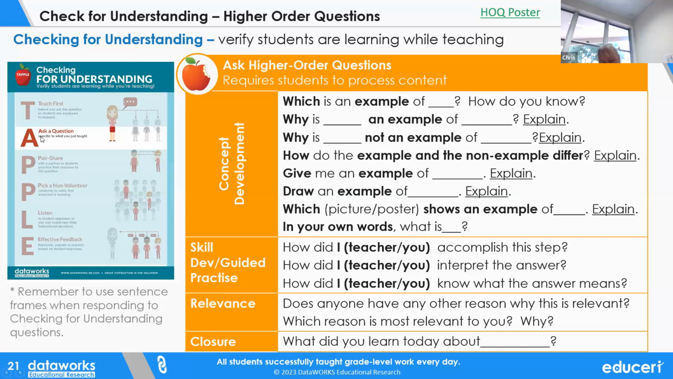Ask a question. Let's read it together right here. Ask a question specific to what you just taught. So the questions vary depending on what you're doing. In concept development, we're usually trying to distinguish between an example and a non-example. Let's just use a noun as a simple one. A noun is a word that names a person, place, or thing. So you could have two words up there, dog and jump. So kids, which one is a noun, dog or jump? So I'm asking you to compare it to what, an example or a non-example.